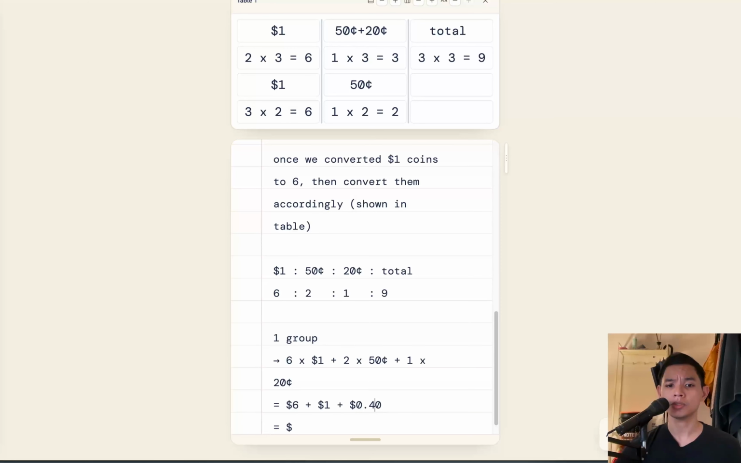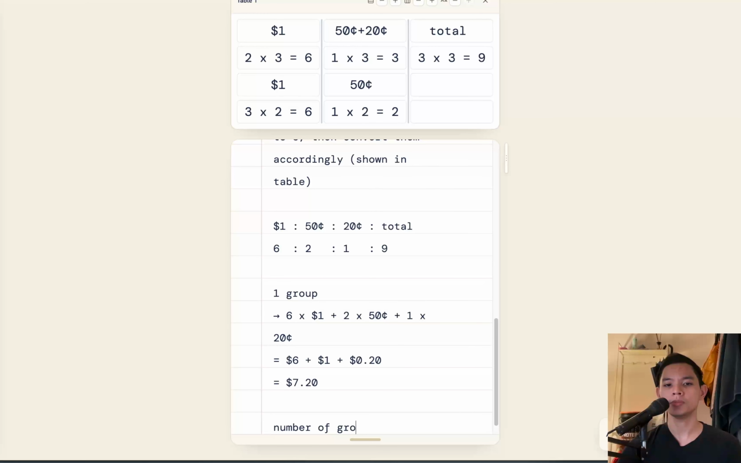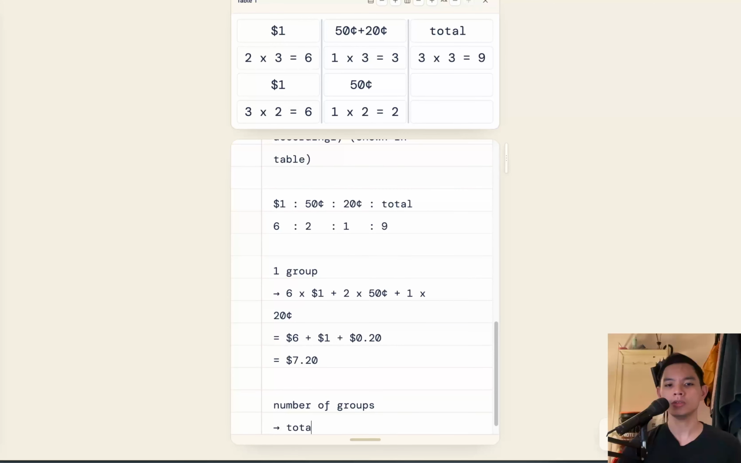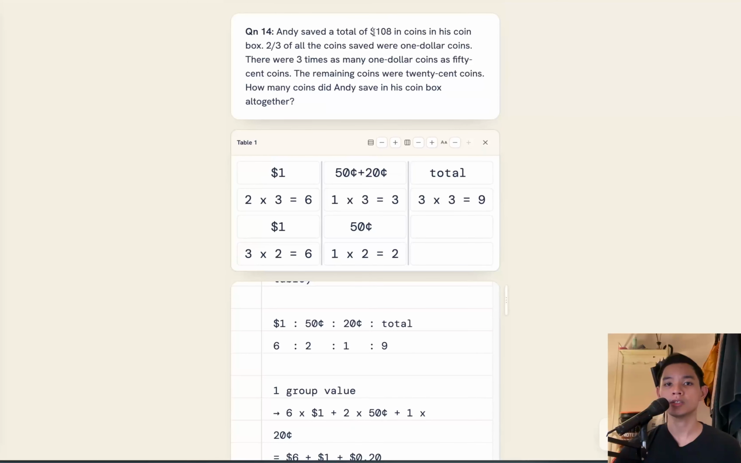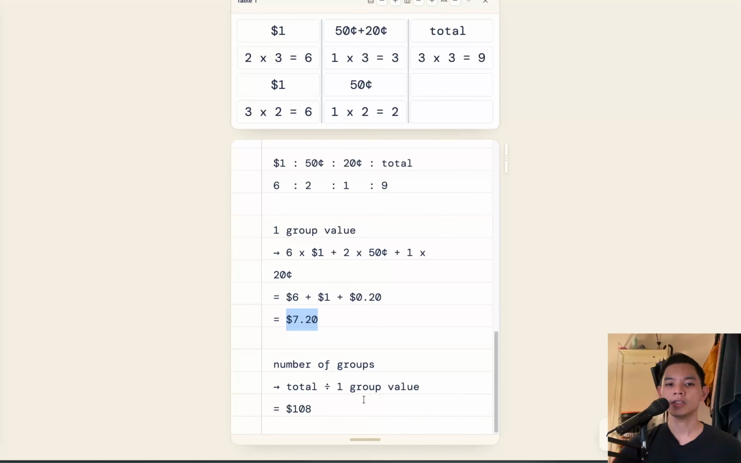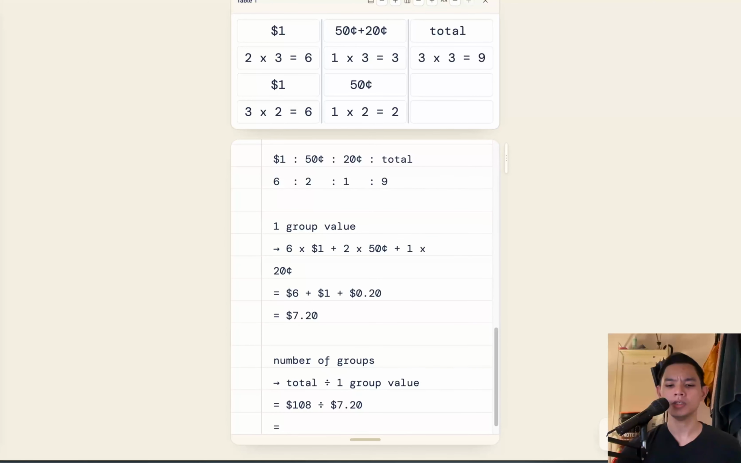Sorry, 1 times 20 cents. So this will be $7.20. So number of groups will be equal to total divided by one group value. In this case, it is $108 divided by 7.2, and this will be 15 groups.